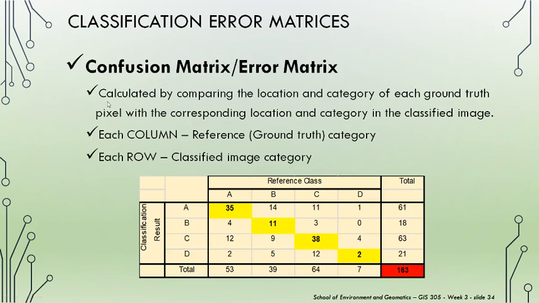So that's, and you can do this for every class, obviously, and we're going to look at this in a bit more detail in the following slides. But essentially what the error matrix does is it compares the location and the category of each ground truth pixel with the corresponding location and category in the classified image. So each column here is your reference data or your ground truth category, and each row is information obtained from the classified image.